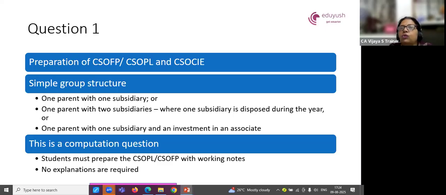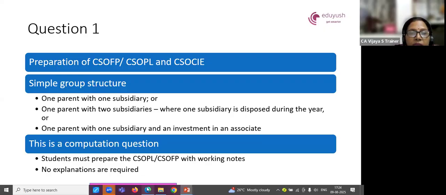In this question, you have to do all the calculations, but you don't need to give any explanations. You just have to do the proper breakup calculations, supported with working notes. When you prepare a consolidated SOFP, you'll have to prepare many working notes and those working notes have to tie up with your final answer. But you don't need to justify why you're doing an accounting treatment. So it's purely a computational question.